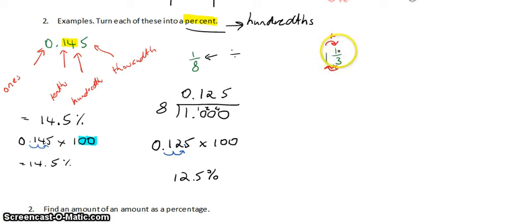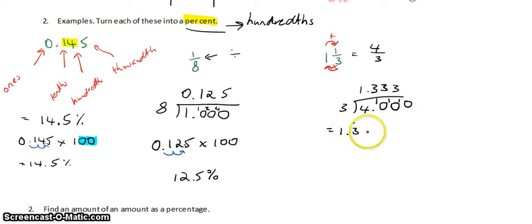3 times 1 is 3, plus 1 is 4, so that is the same as 4 thirds. We then do our division, 4 divided by 3. 3 into 4 goes once. Put some zeros down. 3 into 10 goes 3 times, with 1 left over, 3 into 10 goes 3 times. And we know we're going to be getting a recurring number. So we have 1.3 recurring.